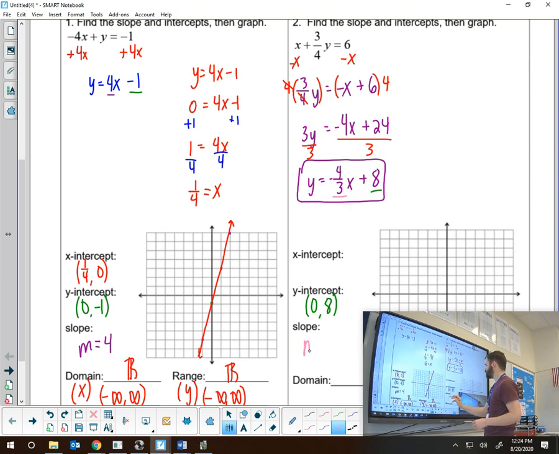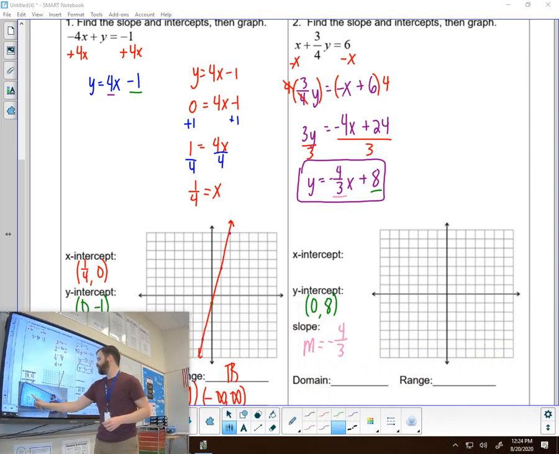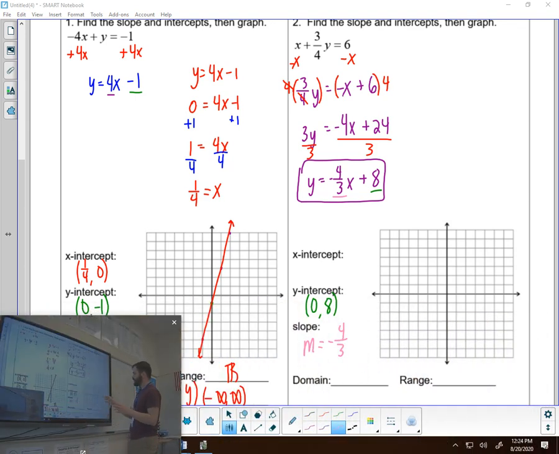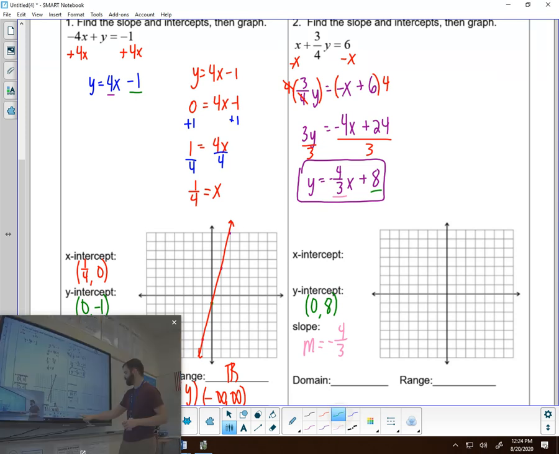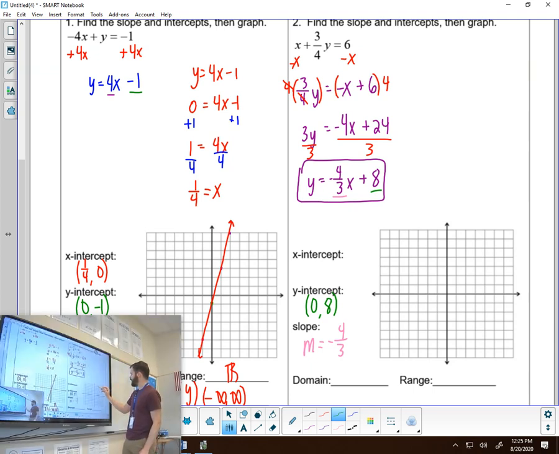So my slope is going to be m equals negative 4/3. Okay, with those two things, we can now graph. I can graph my y-intercept here. My y-intercept is going to be at (0, 8), so it's going to be all the way up here at 1, 2, 3, 4, 5, 6, 7, 8. A little bit off the screen, but oh well.